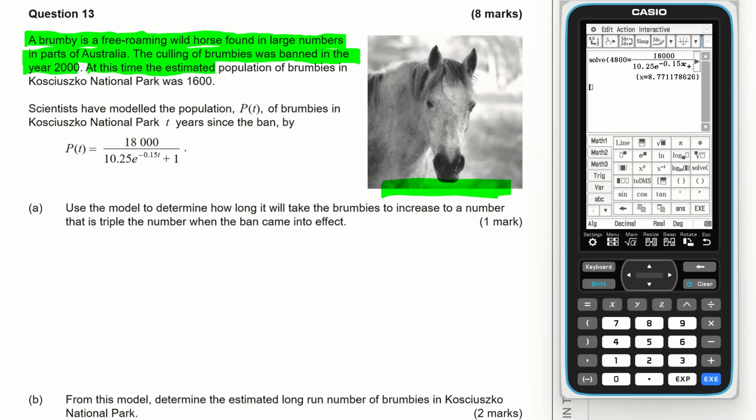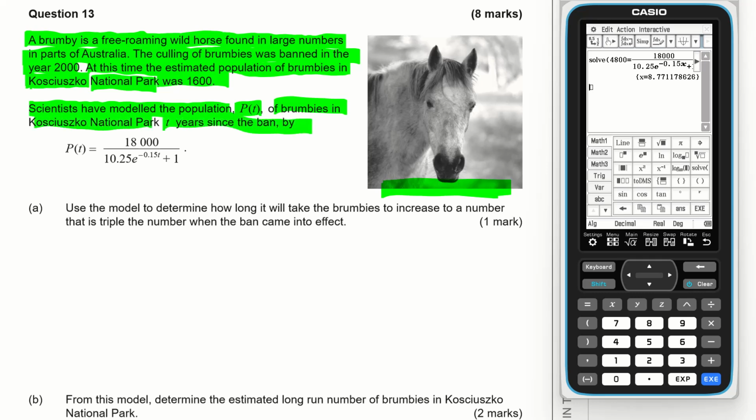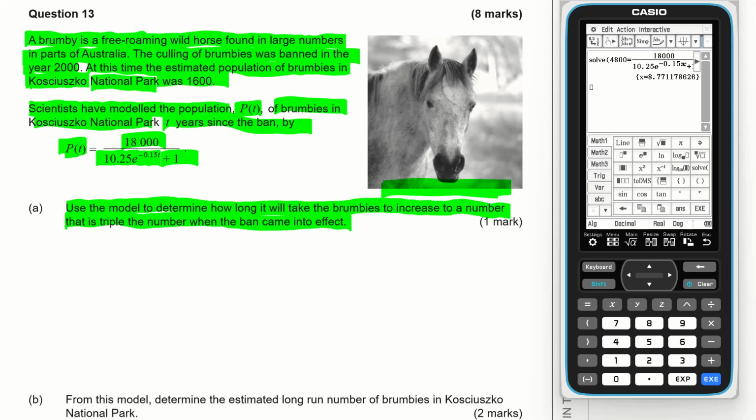At this time, the estimated population of Brumbies in the, I'm not even going to attempt the name of that, national park was 1,600. Scientists have modelled the population, P of T, of Brumbies in that national park, T years since the ban, using this formula. P of T is 18,000 over 10.25 e to the negative 0.15 t plus 1. Use the model to determine how long it will take the Brumbies to increase to a number that is triple the number when the ban came into effect.